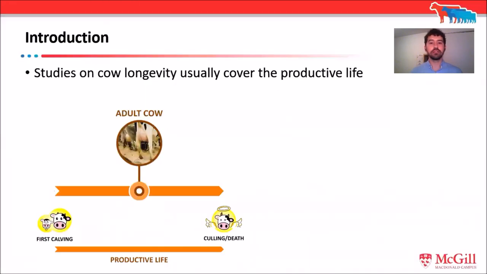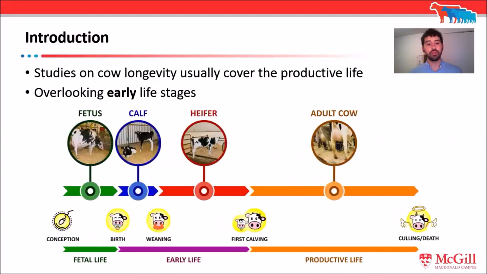Cow longevity is a very complex trait. It covers the entire life of the animal. However, most studies done towards that end usually focus on only one stage of the life of the animal, and that's usually the productive life. However, when we do that, we are overlooking all early life stages of development of that animal. And if you look at the current numbers in Canada, early life stages are roughly half of the life of the animal.